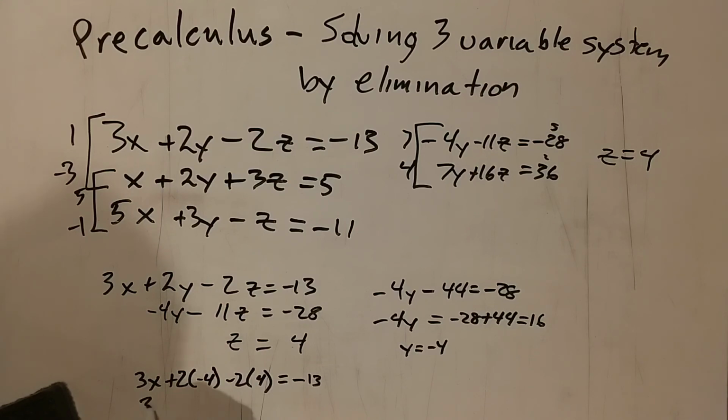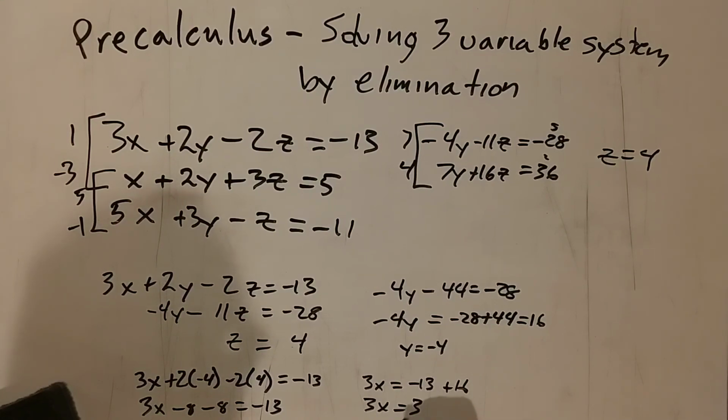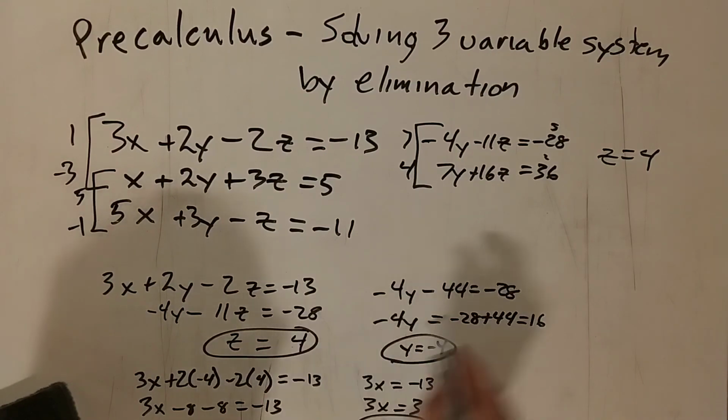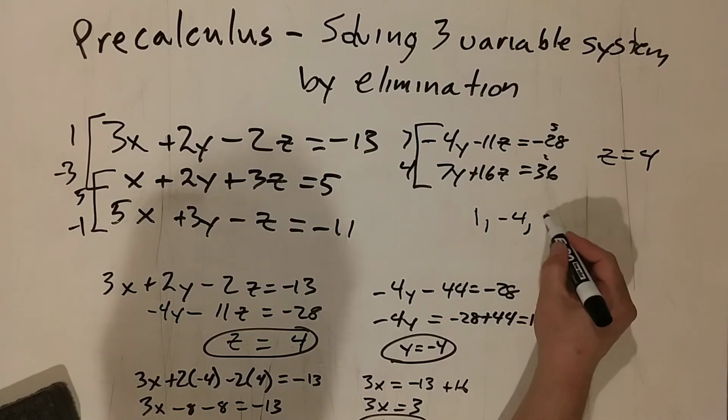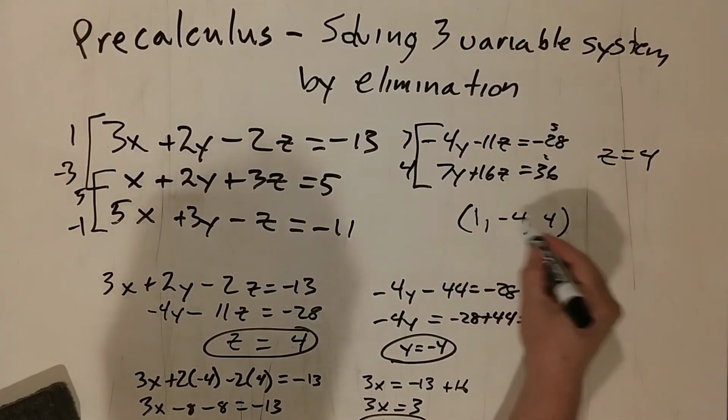So 3x minus 8 equals negative 13, which gives me 3x equals negative 13 plus 16. 3x equals 3. x equals 1. And there we have our solution. It's 1, negative 4, 4, listing them in alphabetical order.